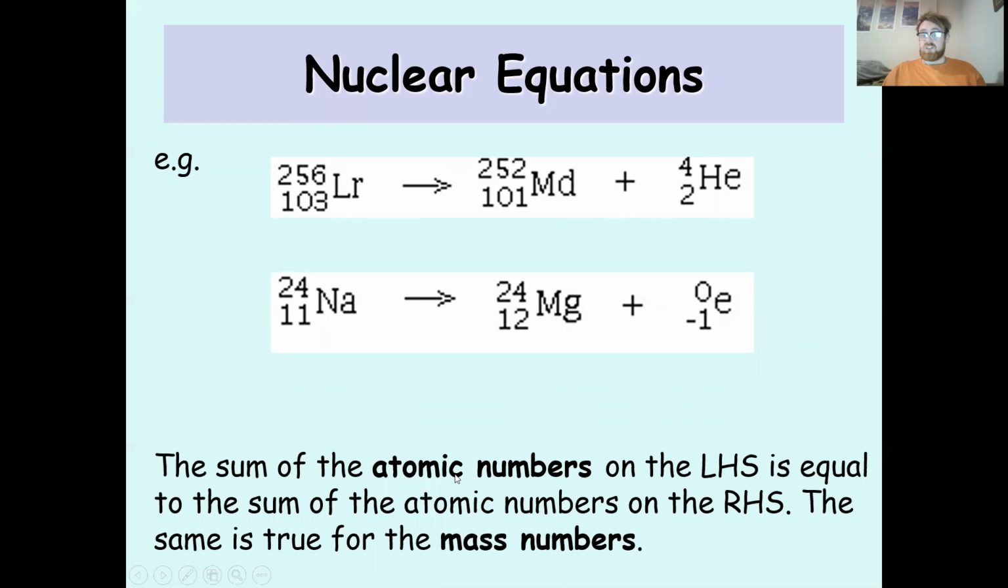Okay, so the sum of the atomic numbers on the left-hand side is equal to the sum of the atomic numbers on the right-hand side. The same is true for mass numbers. If you keep that in your head, nuclear equations won't be difficult.